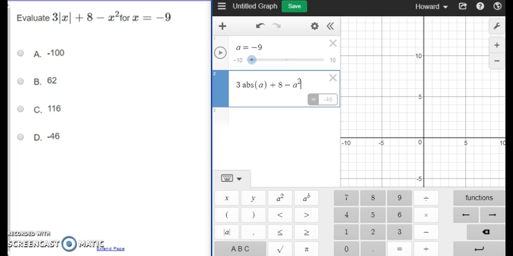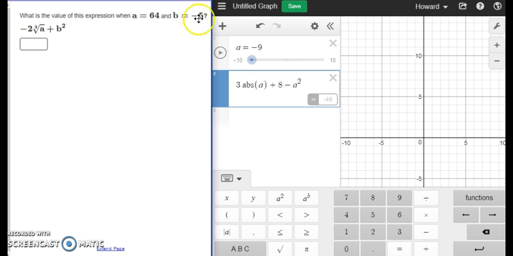and my answer is negative 46. And then my last question from the test looks like this.